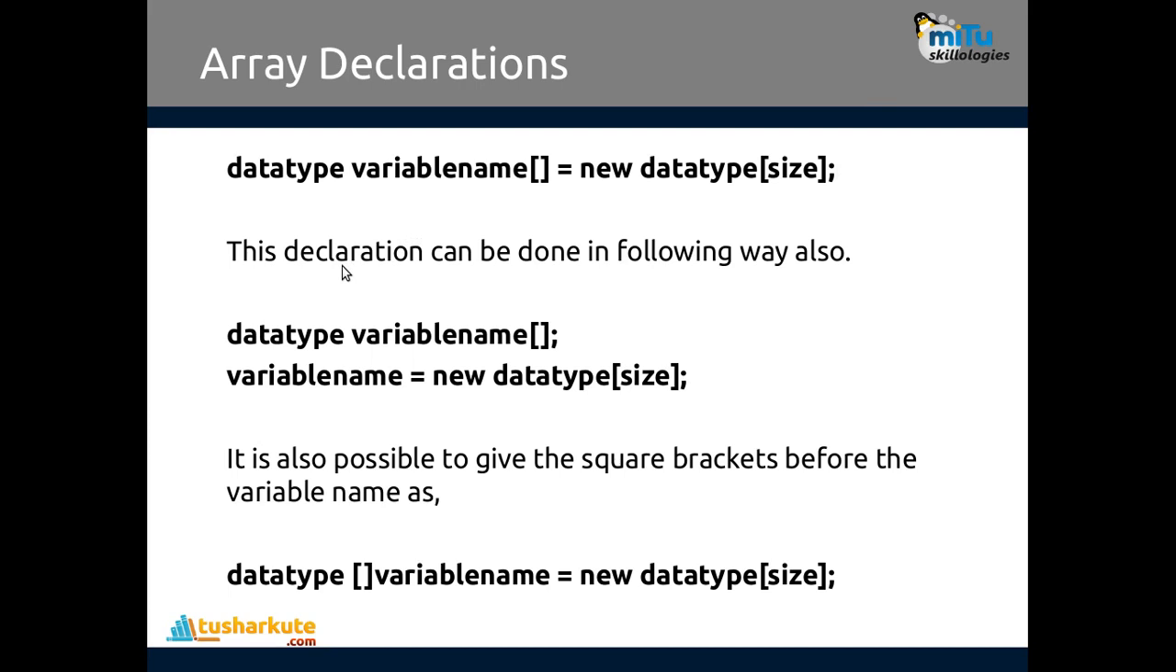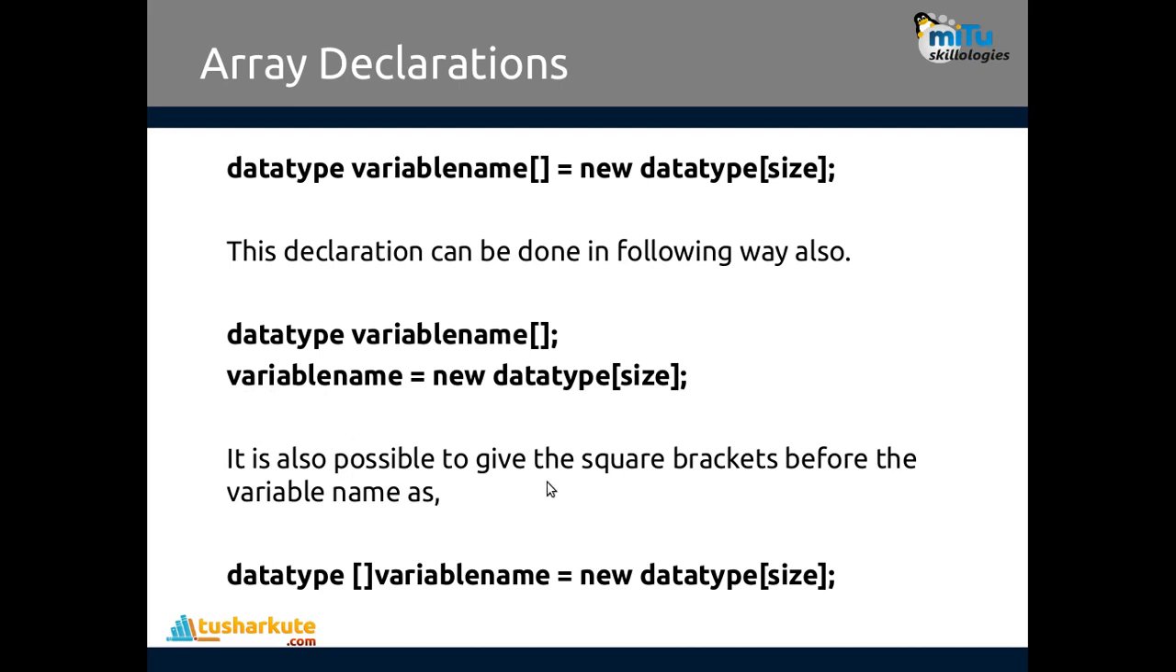This declaration can be done in the following way also. See the first method, here I am declaring only the array type, just like a reference variable we have in case of objects. Data type, variable name, and empty square brackets, and then again variable name is equal to new data type. So if I write int x square bracket, x is equal to new int and 10, in this way.